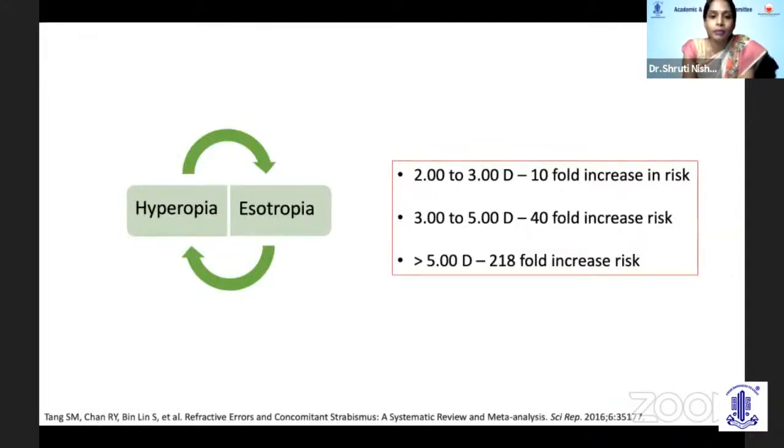So what is the relationship between hyperopia and esotropia? It's extremely dose dependent. There is a meta-analysis that says that between 2 to 3 diopters, they found a 10-fold increase in the risk of esotropia in hyperopes. Between +3 to +5, a 40-fold increase, and more than 5 diopters, it's a 218-fold. So that's a really high risk if the dioptric power is more than +5.